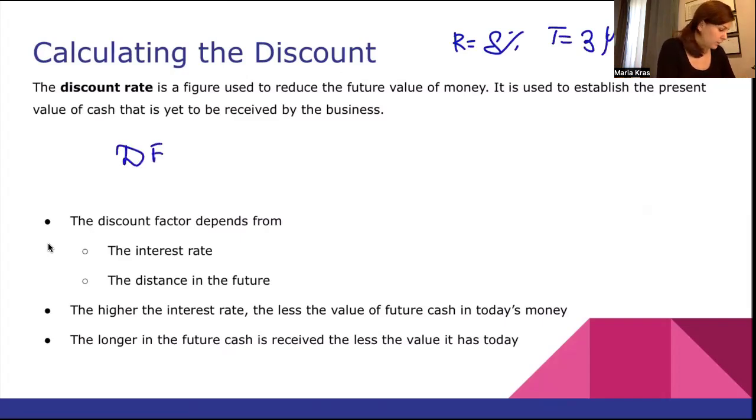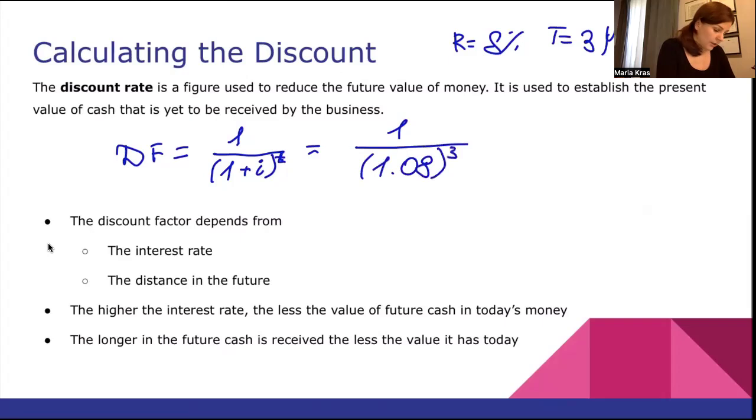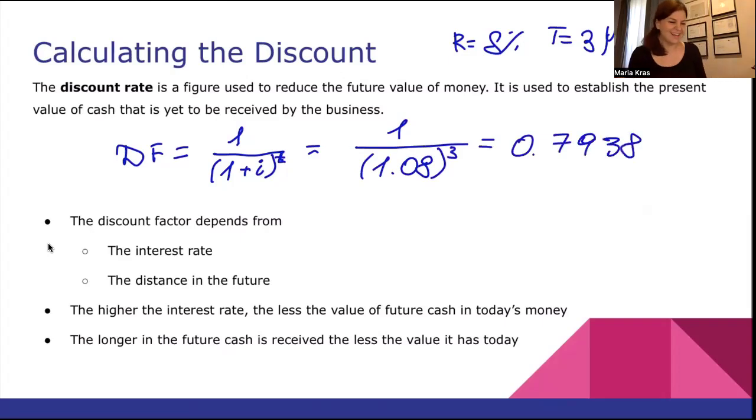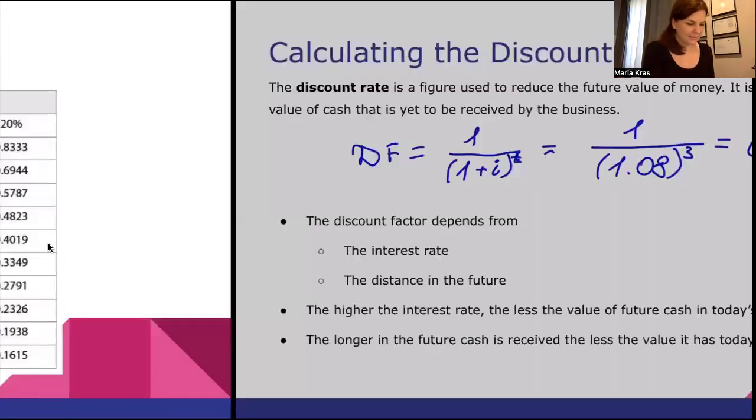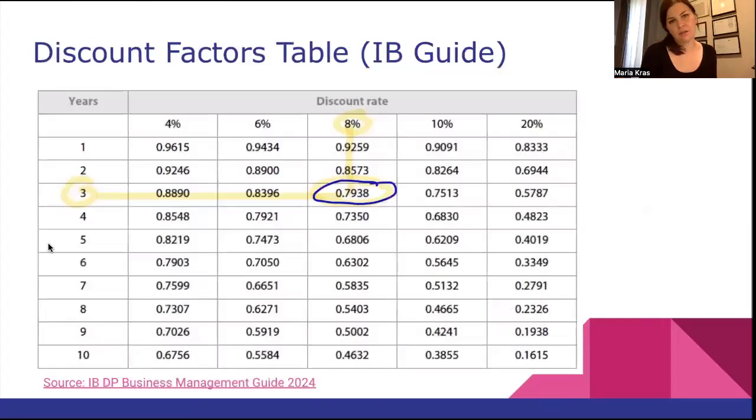So a discount factor is equal to 1 over 1 plus your interest rate, to the power of your time. So in this case, it's 1 over 1.08 to the power of 3, and that is 0.7938. You can check me on your calculator if you don't trust me. And that's exactly the number that's used in the table.